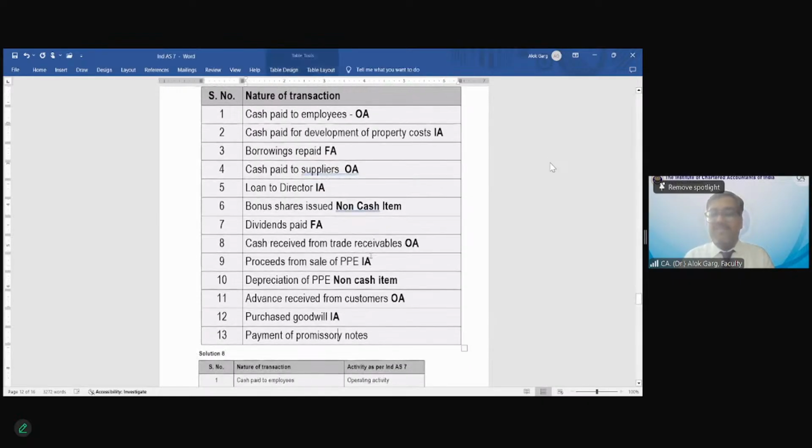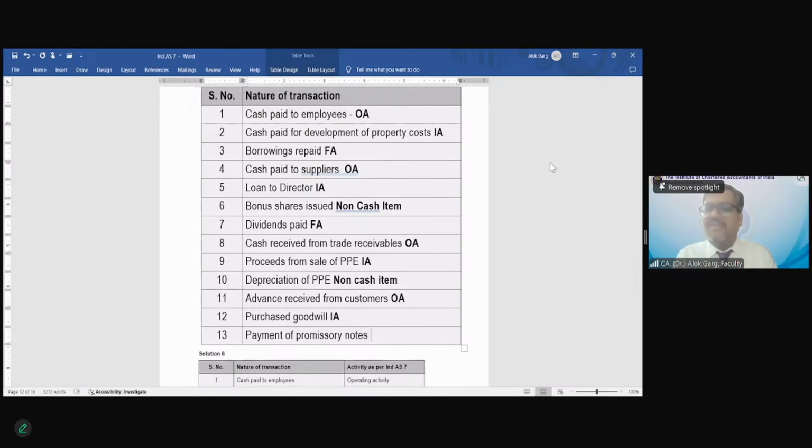Payment of promissory notes. Cash and cash equivalent? No, cash and cash equivalent is always only a bank overdraft. These are the promissory notes. So what is the promissory notes? Basically, you are in need of money, so you have issued some promissory notes. Financing activities. In the old days, it was called a hundi.